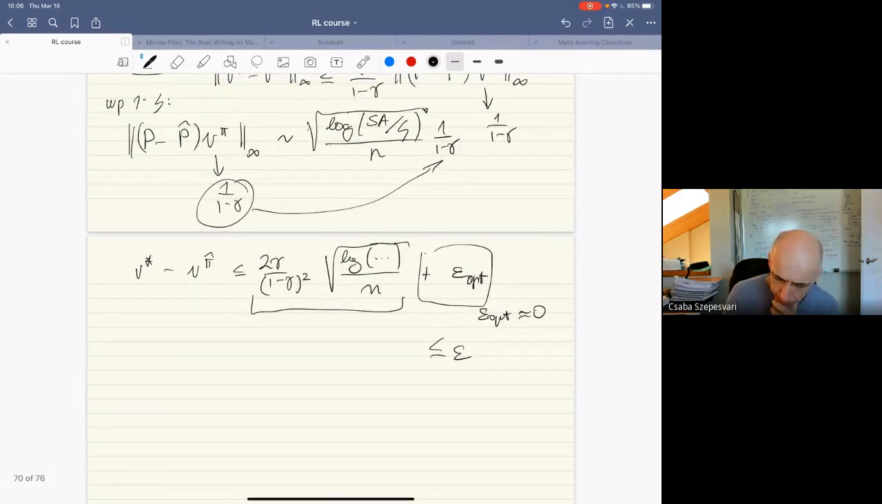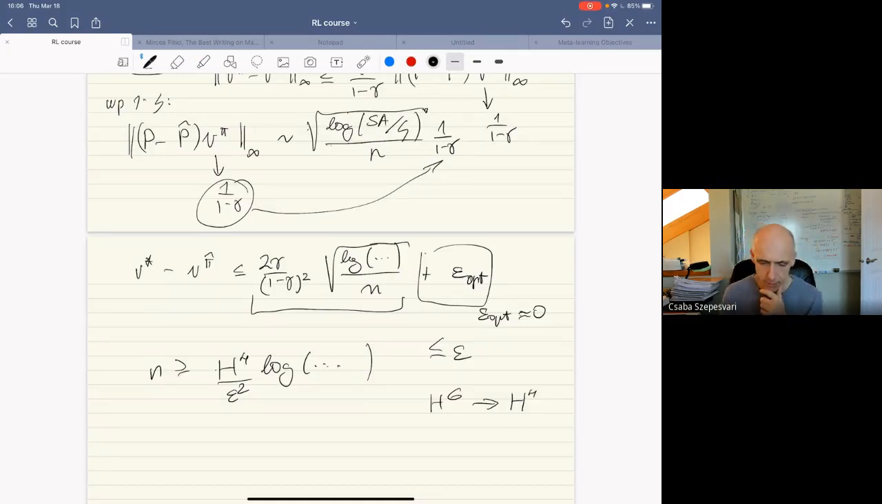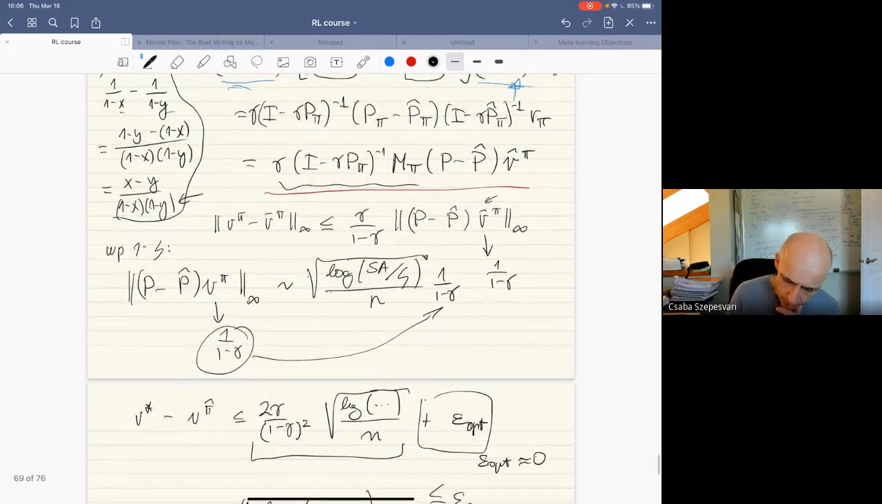Yeah. Then you get that n has to be of order H to the 4 times this log term over epsilon squared. And so we reduced H to the 6 to H to the 4. That is some advance. There was some cheating going on here. It's a little cheat.